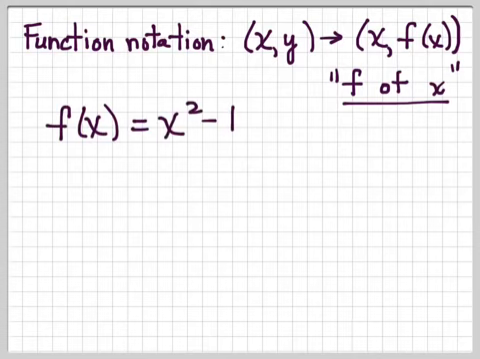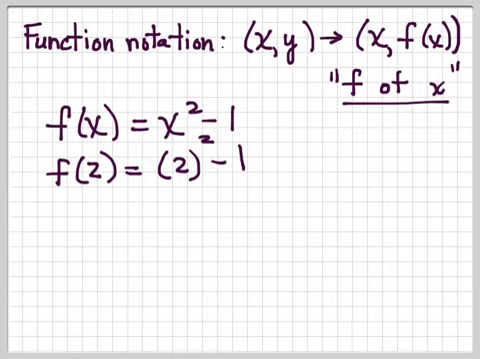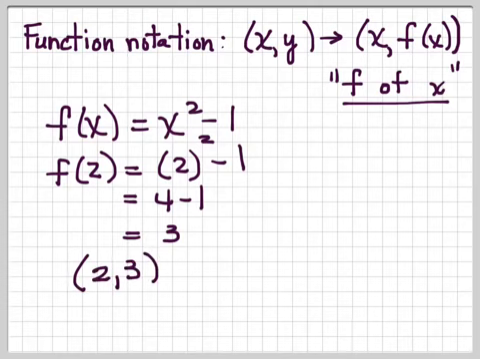So let's do a couple examples. We're going to do f of x equals x squared minus 1, and I want to find f of 2. That means everywhere I see an x, I'm going to substitute a 2. So that's going to be 2 squared minus 1, which is 4 minus 1, which is 3. So I would say the ordered pair would be (2, 3). The 2 corresponds to the domain, or the x, and the f of x corresponds to the range, which is 3.